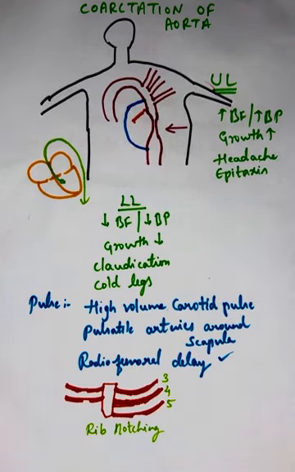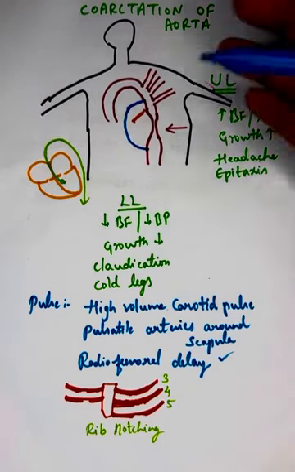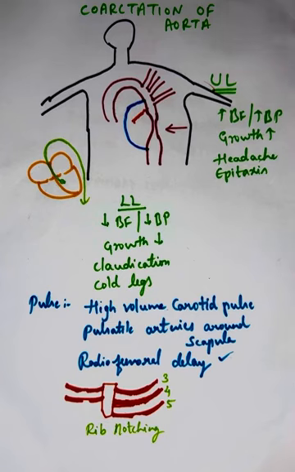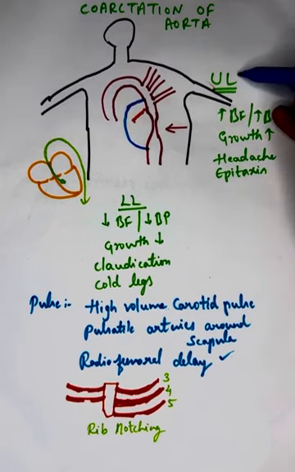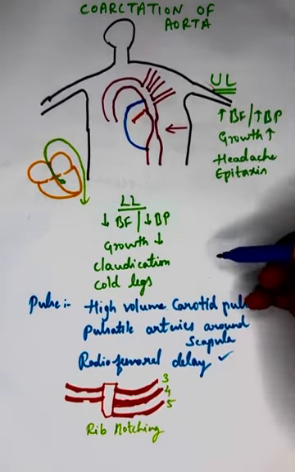And there will be a major difference between the blood pressure in the upper limb and lower limb. Remember, blood flow is more to the upper limb and head and neck area. So BP is high in the upper limb but low in the lower limb.